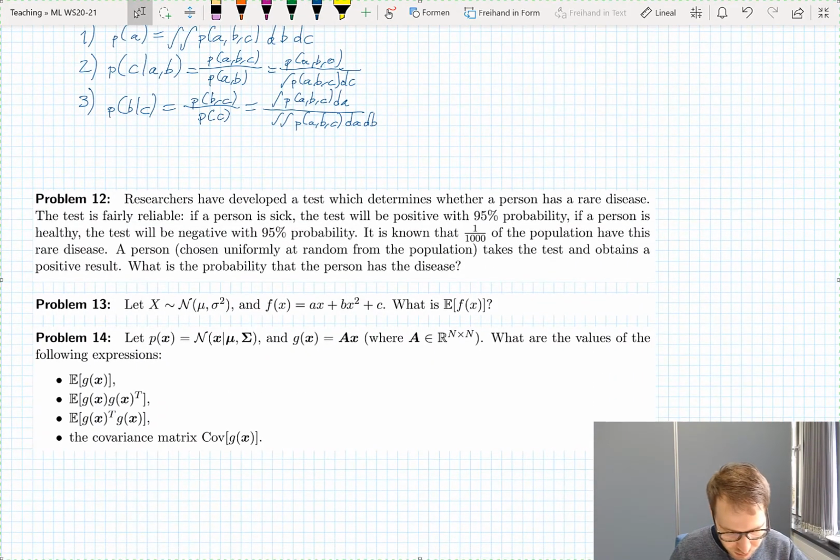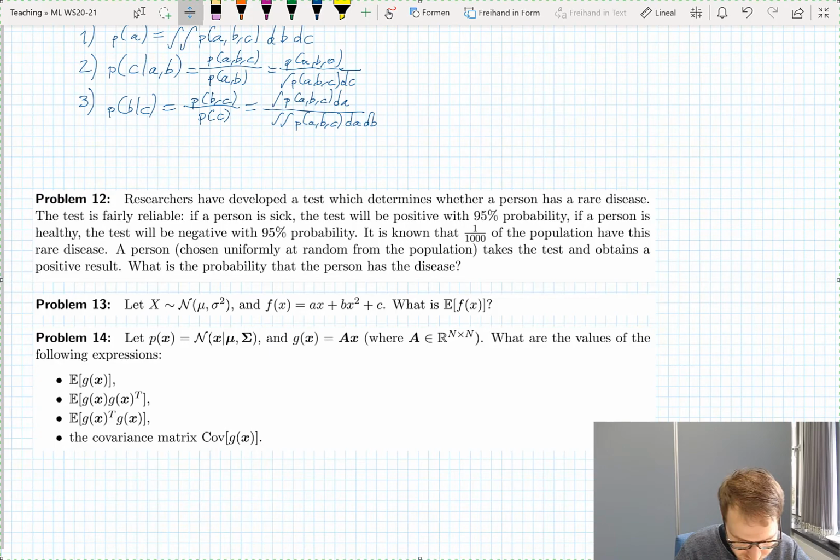Problem 12. Researchers have developed a test which determines whether a person has a rare disease. The test is fairly reliable. If a person is sick, the test will be positive with 95% probability. If a person is healthy, the test will be negative with 95% probability. Say that 1 in 1,000 of the population has this rare disease. Actually, it's not rare if it's 1 in 1,000. That's already rather common, I would say. A person chosen uniformly at random from the population takes the test and obtains a positive result. What's the probability that the person has the disease?